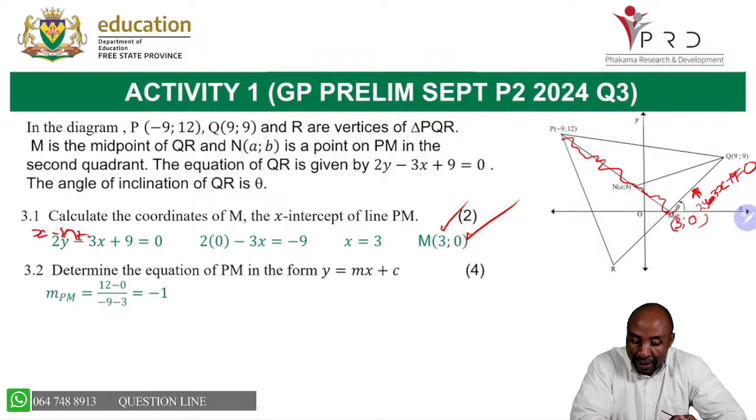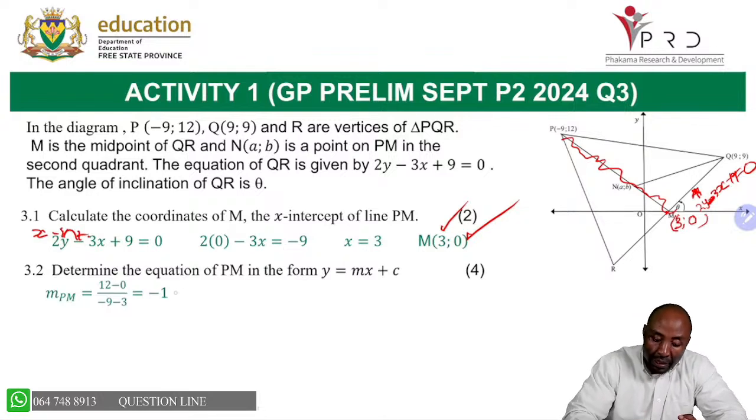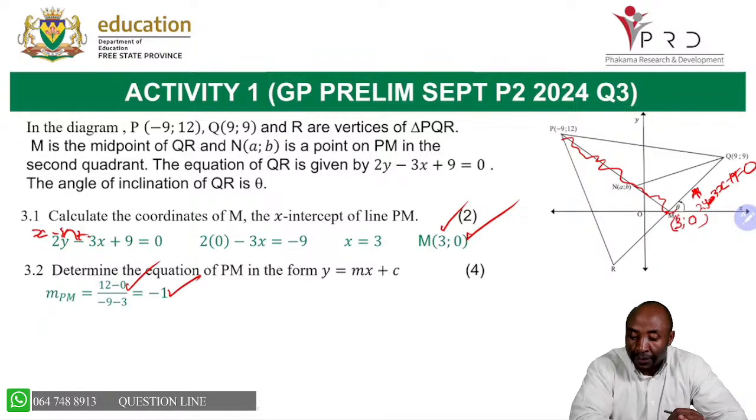It will be 12 minus 0 over negative 9 minus 3, and that should give us our gradient as negative 1. You are able to see there the angle of inclination of the line PM. It's going to be obtuse, hence we will get our gradient as negative 1. So we'll get a mark for getting the gradient.